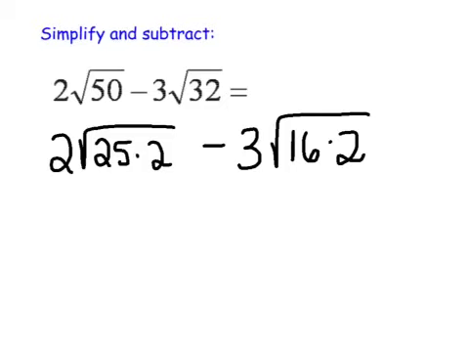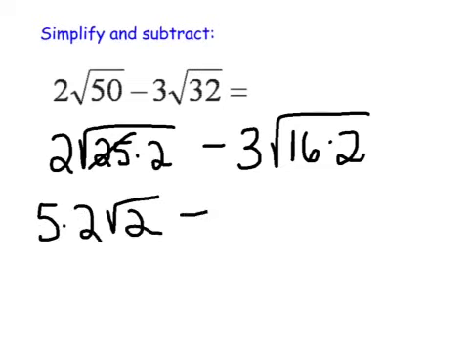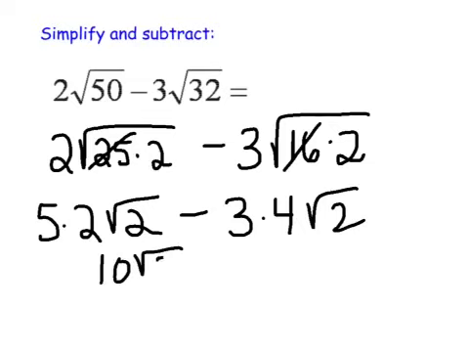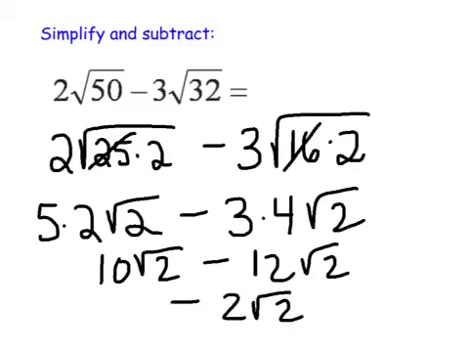So then simplify, break it down. Square root of 25 is 5. Bring it to the outside, times 2, break down square root of 2. Minus 3, square root of 16 is 4, and you're left with a 2 under the radical. 5 times 2, 10, square root of 2, minus 12 square root of 2. The coefficients are going to give you negative 2 square root of 2.